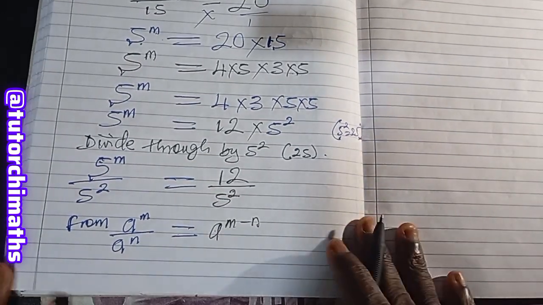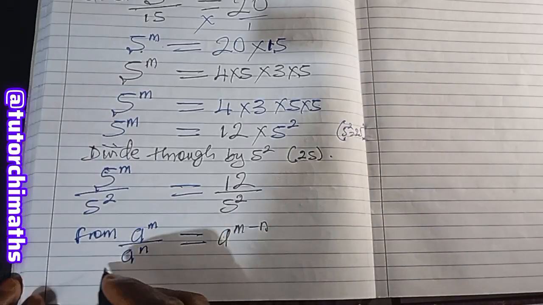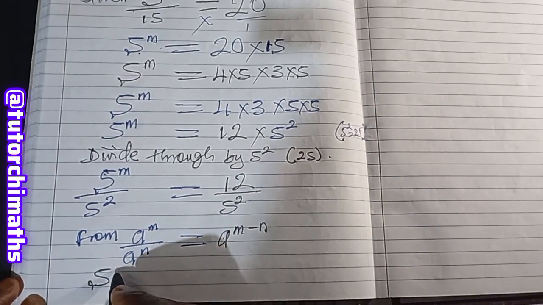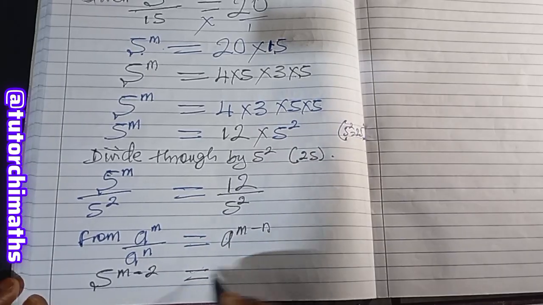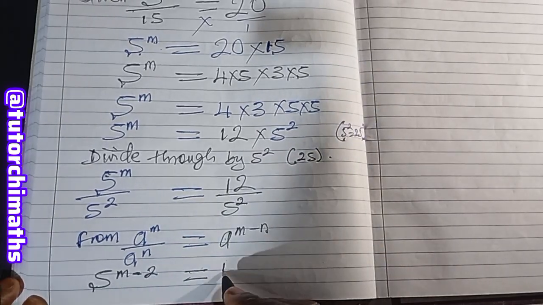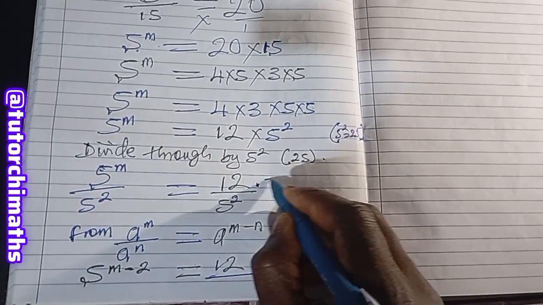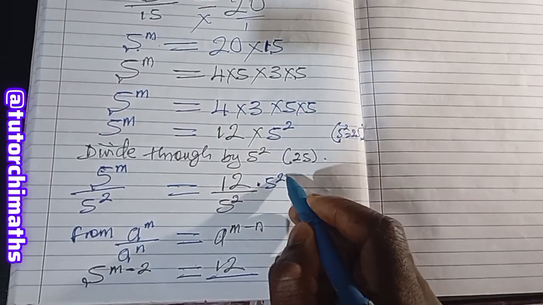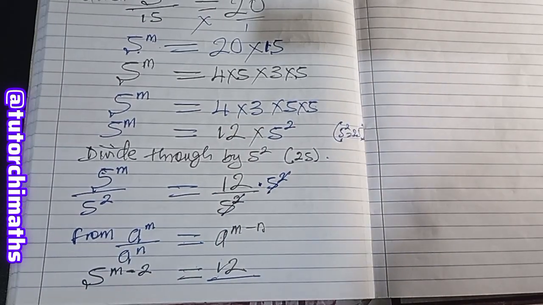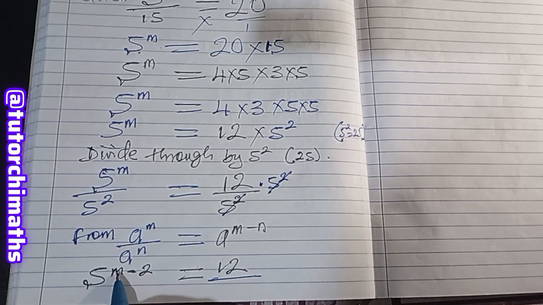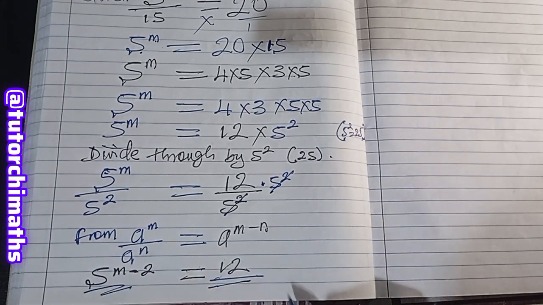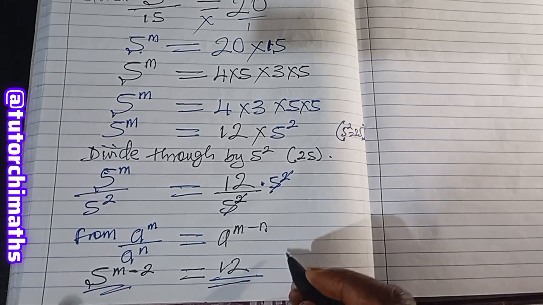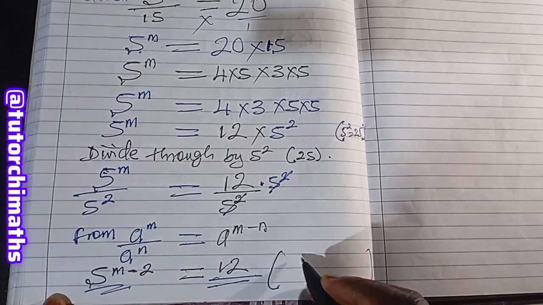So I can have 5 raised to power m minus 2 is equal to, here this is 12. So remember we have 5 raised to power 2 here. So this 5 raised to power 2 can cancel this 5 raised to power 2. So we have 5 raised to power m minus 2 equals to 12. Alright, now we are going to take the logarithm of both sides.